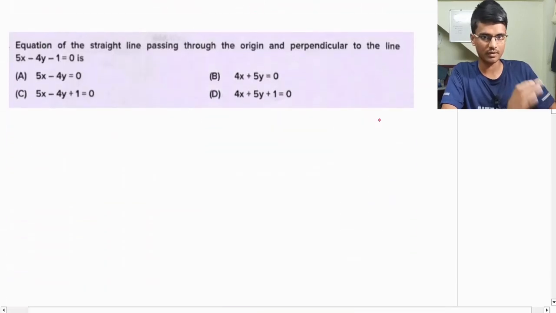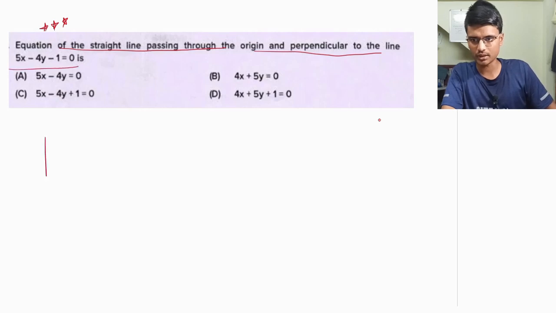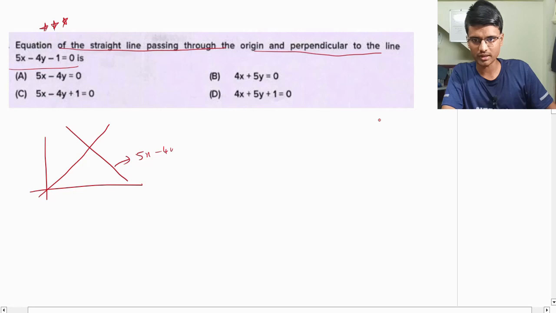Okay, so this is a very important question. You can expect a similar question. So please try to understand this conceptually. Okay, it is easy. Equation of straight line passing through the origin and perpendicular to the line, so and so. So they are telling what is the equation of, say, this is the line that is passing through the origin, and this is our 5x minus 4y minus 1. This is perpendicular, so we need to find equation of this line.